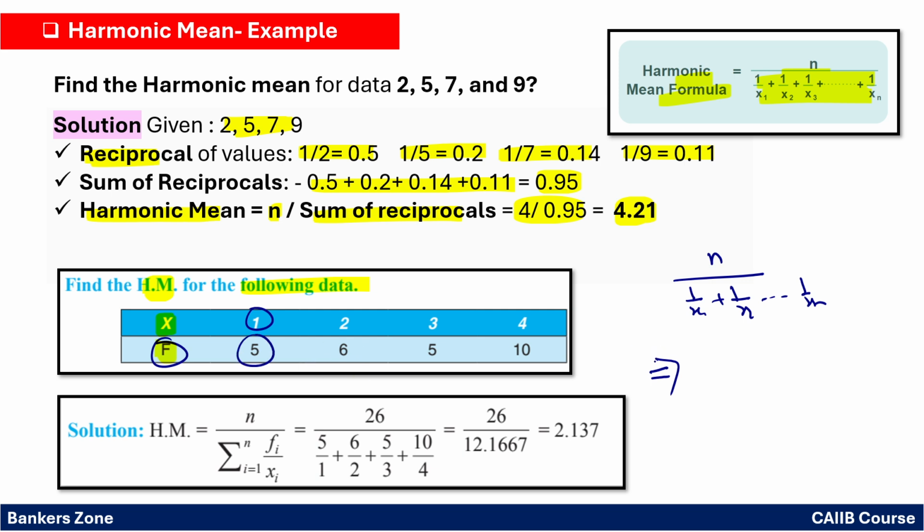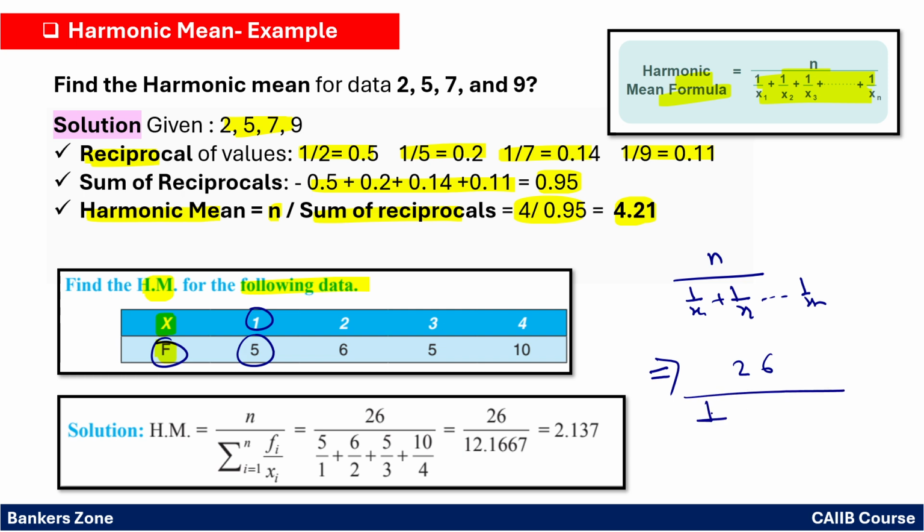See, in that case, simply instead of 1, what you have to do is write the frequency here. You have to write the frequency, for example. So here, what will n be? Again, n is the number of items. So 5 plus 6 plus 5 plus 10, it will be 26. So n will be 26.